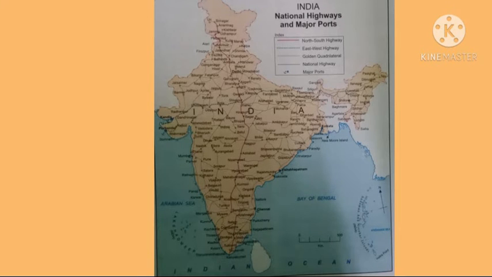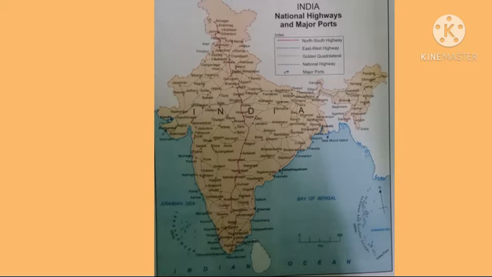First question: which means of transport are visible on the map? If you observe the map, we can understand that waterways, roadways, railways and airways are visible on the map. Second question: in which part of India is the density of railways more? If you observe this map, we can see that in the northern part of India the density of railways is more.